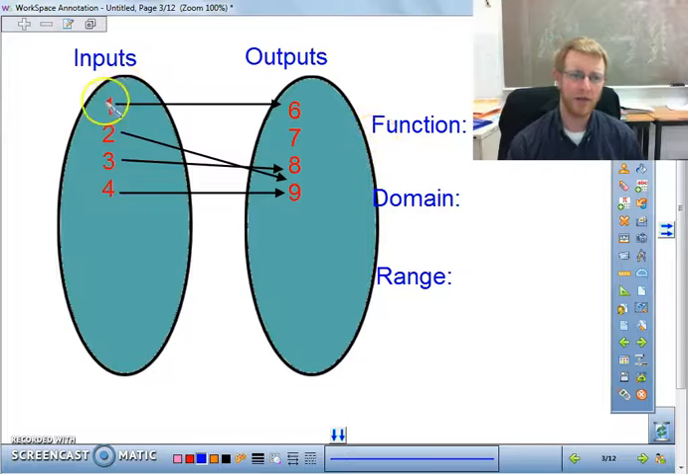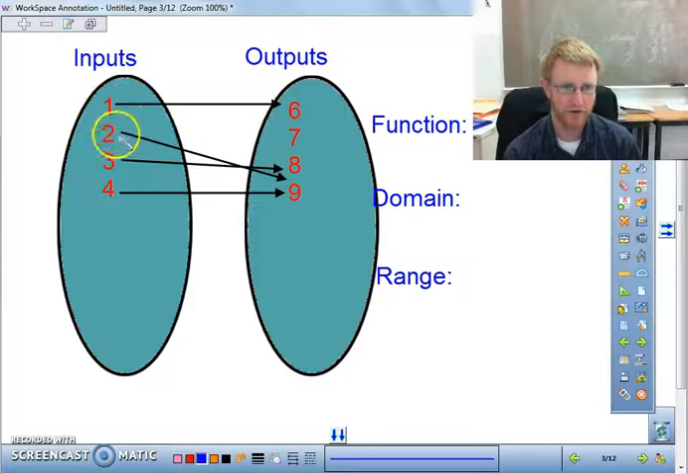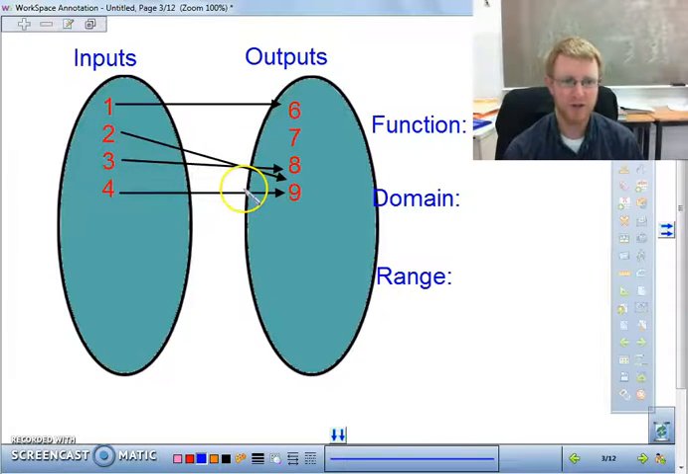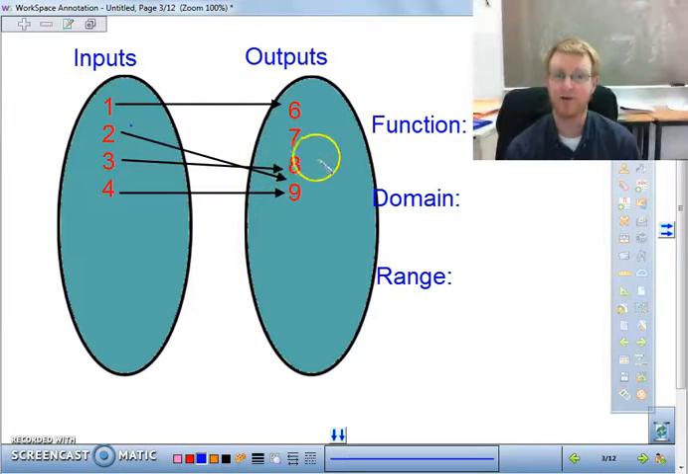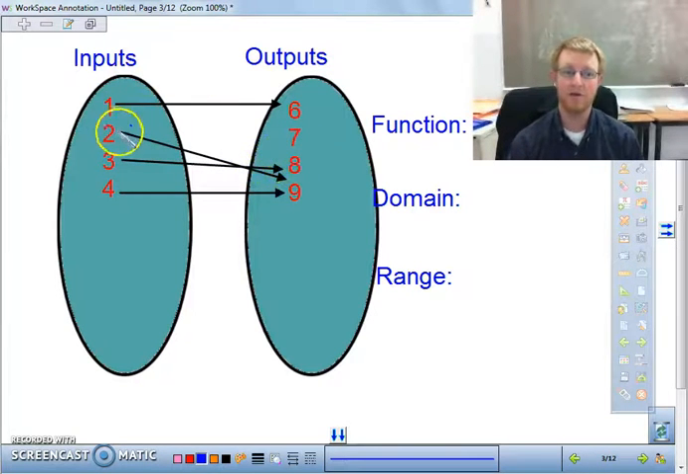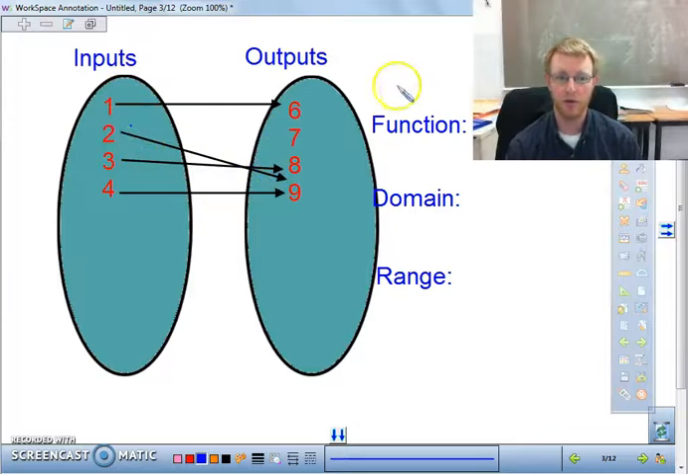Well, what we have to do is look at all of our inputs. 1 goes to 6, 2 goes to 8, 3 goes to 8, and 4 goes to 9. Because every one of our inputs is only going to one value over here, and remember, it doesn't matter that this is repeated, it means that we only go to one value, then yes, this is a function.